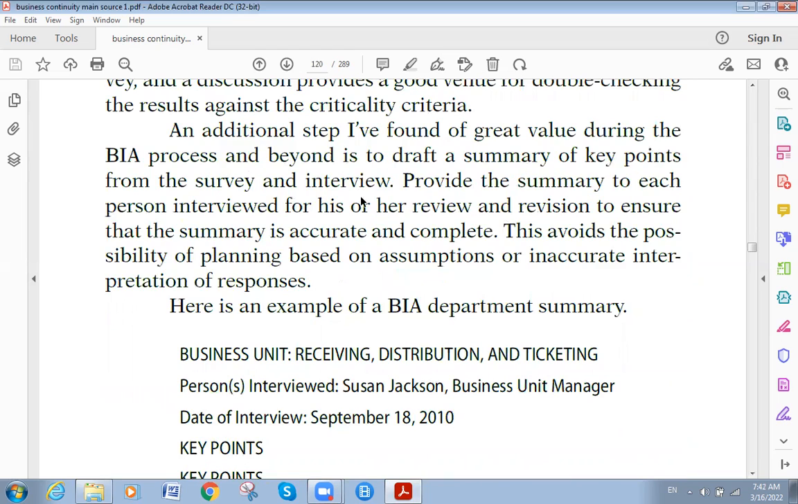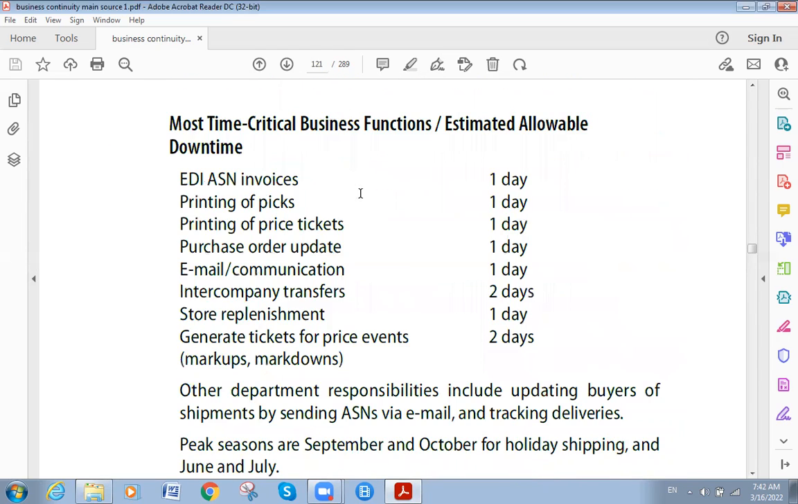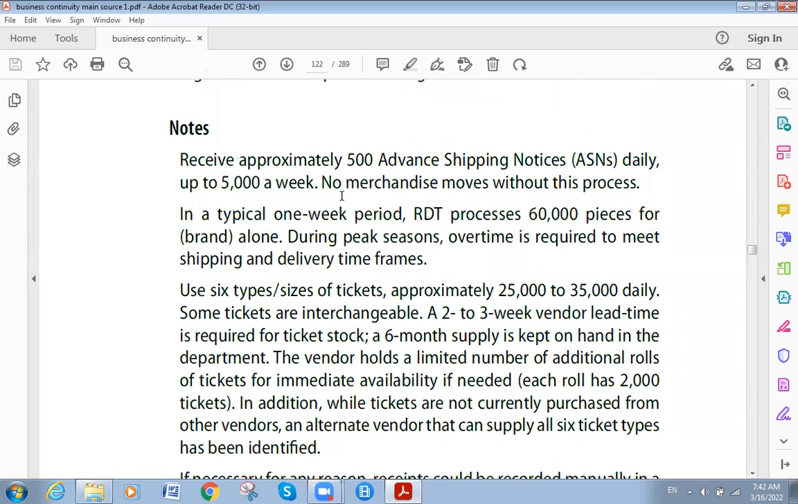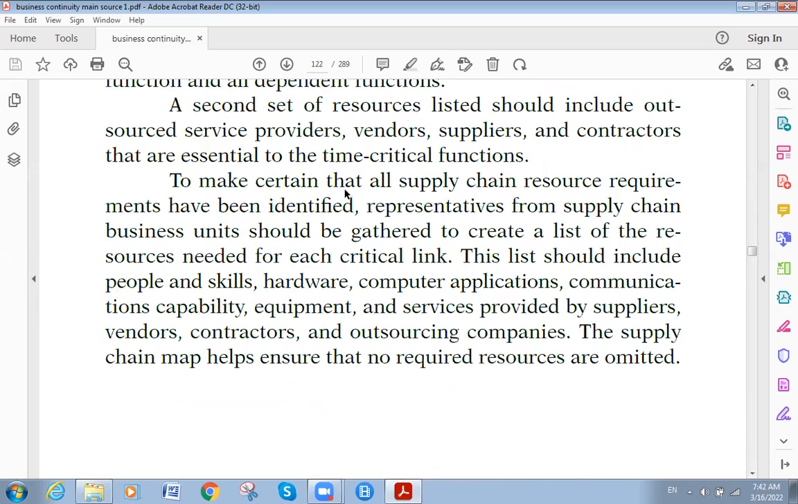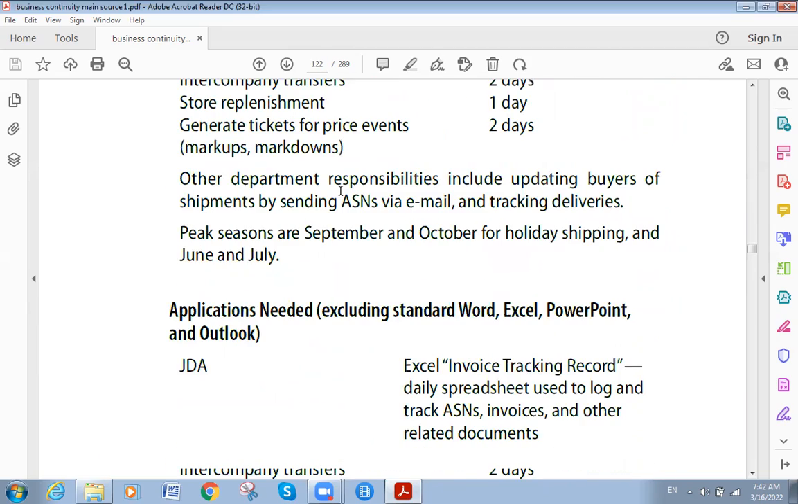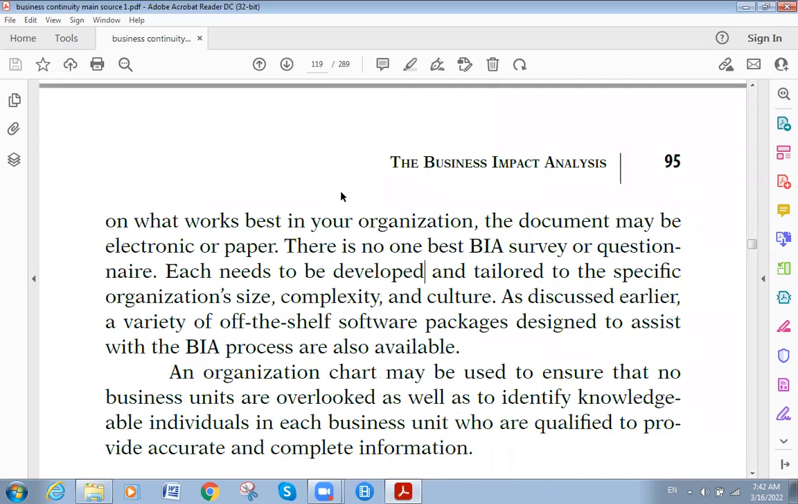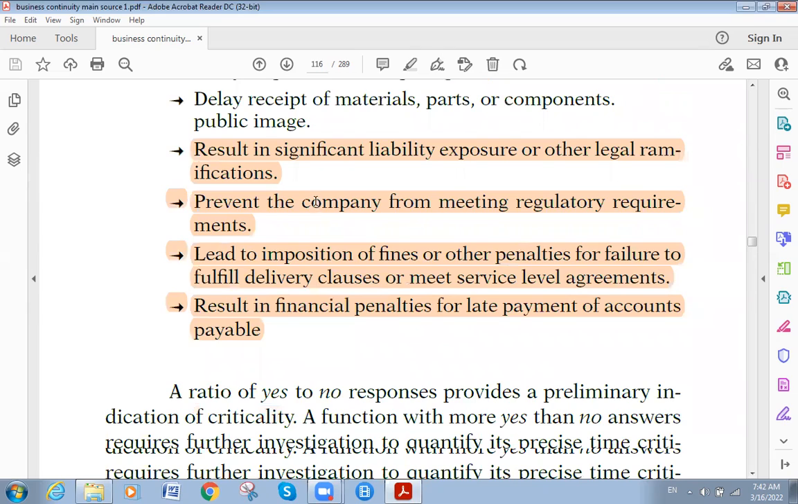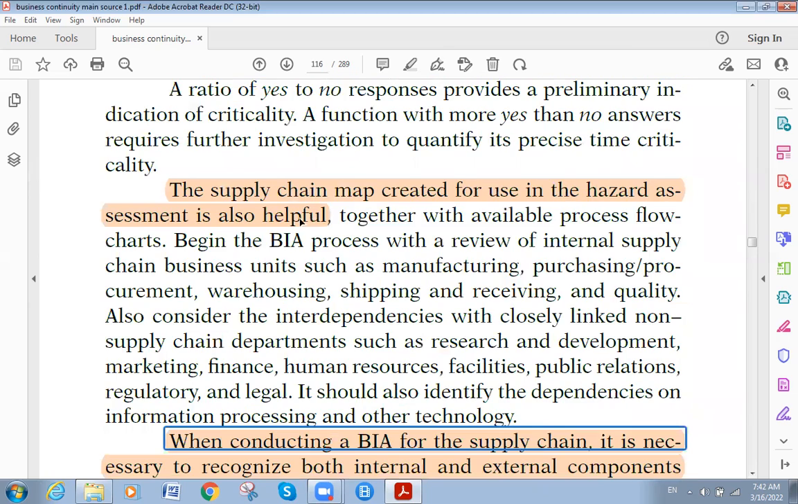Those are some main important points regarding how to do our business continuity plan and to do the analysis of business continuity.